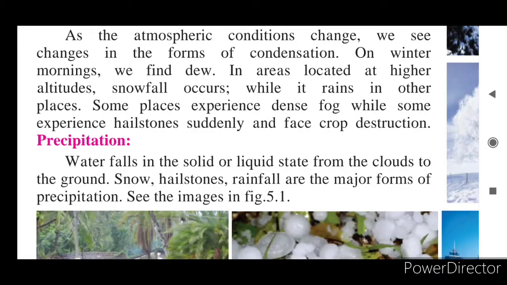There are some places at high altitude, like the Himalayas, Jammu Kashmir, Leh, Ladakh. Not only these examples, but there are a number of places located at high altitude where we find snowfall. And it rains, we can find rainfall in some places. Nowadays we are having rainfall from the returning monsoon, and some places are experiencing fog. And suddenly hailstones, and due to that crop destruction, we have also experienced.